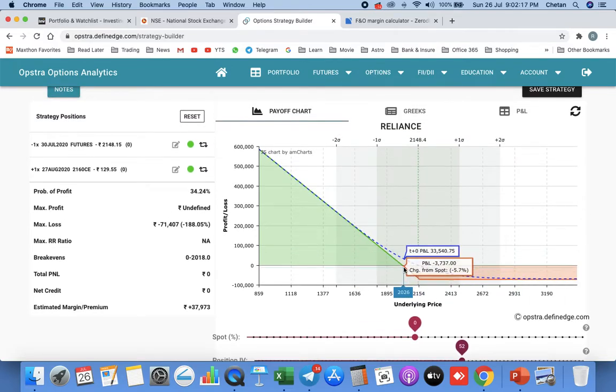Once Reliance starts going below 2,000 rupees, this is the price from where you start making money. Assume it goes to 1,900, you will make 62,000 rupees, on almost 40,000 investment, so you are making double the money in this strategy, where you buy one lot of 2160 call and sell one lot of future. For every 100 rupees you are going to make 50,000 rupees in profit directly. There is no decay, nothing. From futures you directly get the benefit.